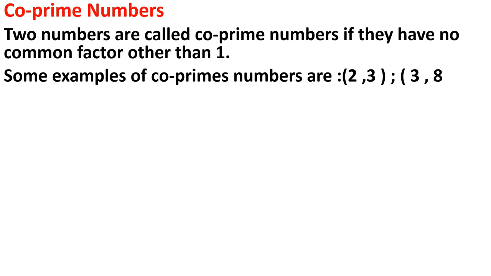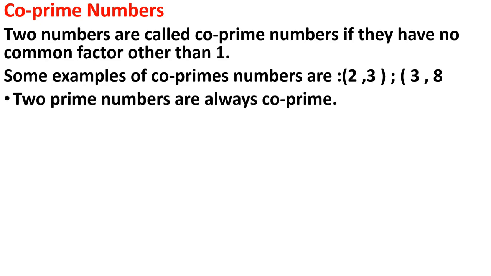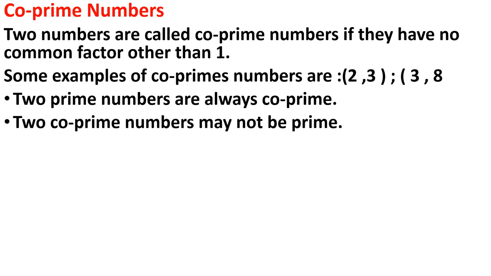So two numbers which have only 1 as a common factor are called co-prime numbers. Two prime numbers are always co-prime. Every two prime numbers are co-prime, but two co-prime numbers may not always be prime. They can be composite also.